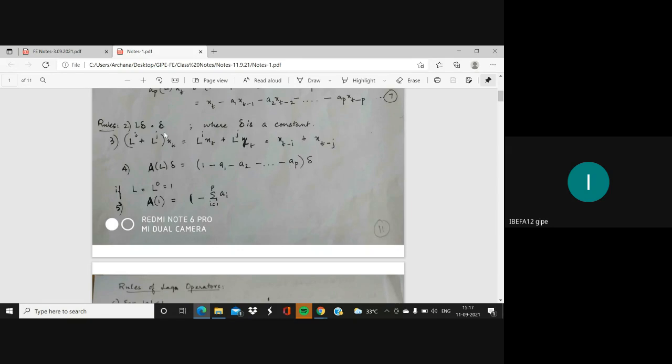Then some other rules which apply to these lag operators. One is that the lag of a constant is that constant itself. If you assume that delta is some constant here, then the lag of any constant will always be that constant itself. Then the distributive law applies to lag operators. Ma'am, can you please slow down with the rules? Yeah.